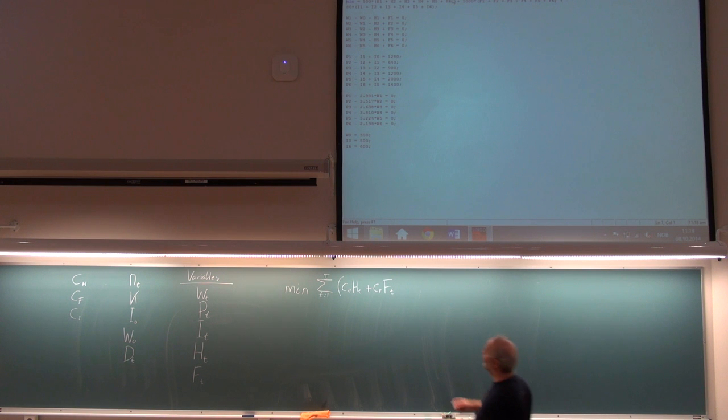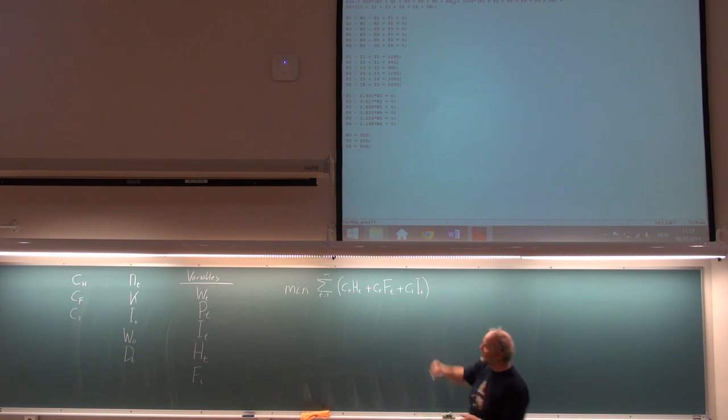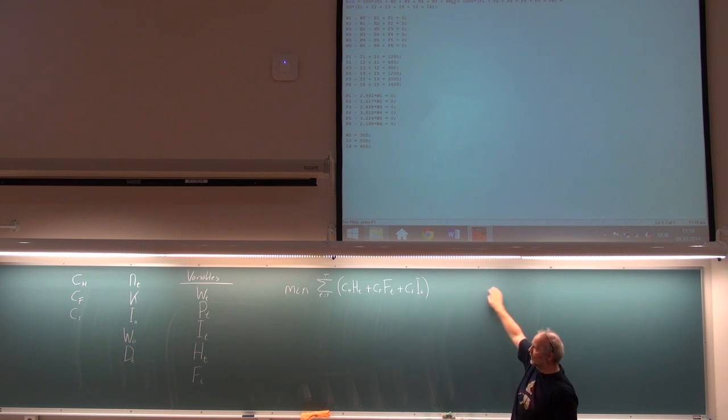And at last, we will add the CI constant, the cost of storing inventory, multiplied by the number of units stored, I of T. So this is now the mathematical notation. And if you had more variables, such as production, overtime, undertime, and subcontracting, you should add the costs and the different parameters to this objective function. But we will now just look at these three sets of variables: the hiring, the firing, and the inventory.